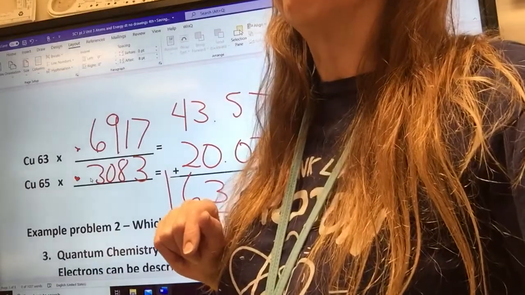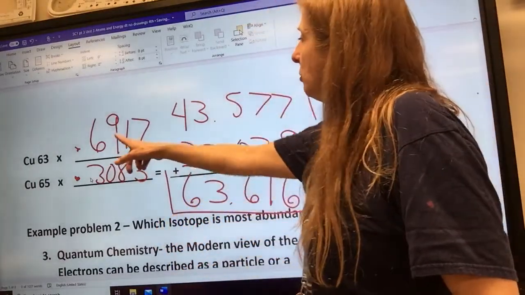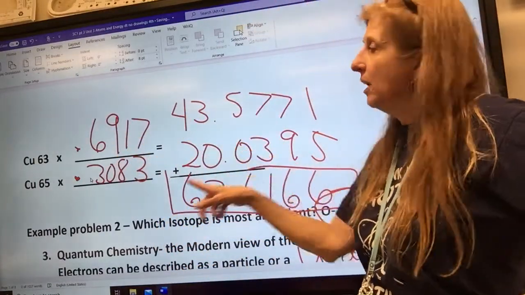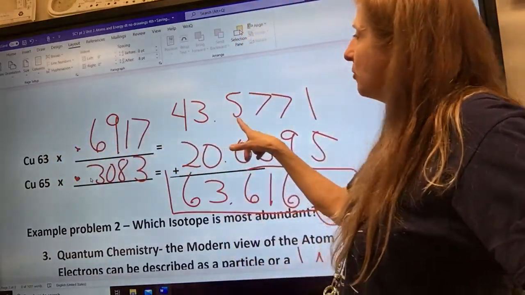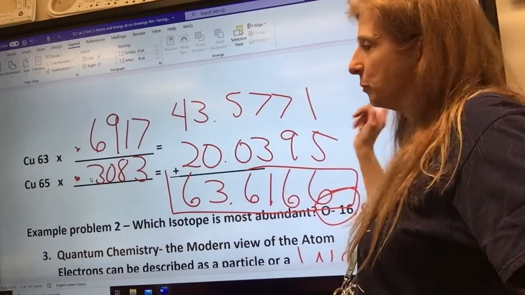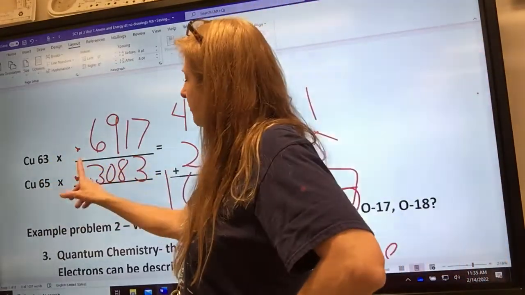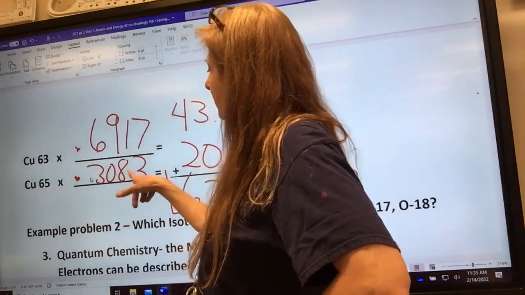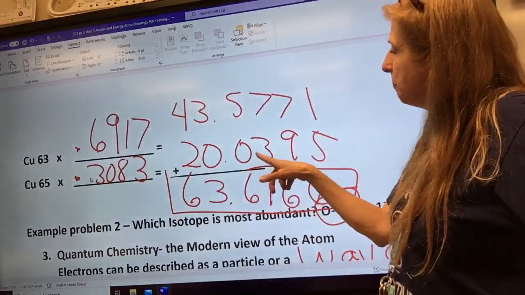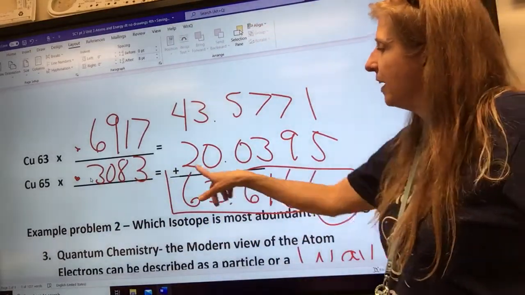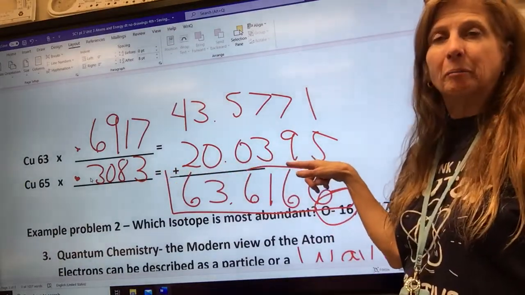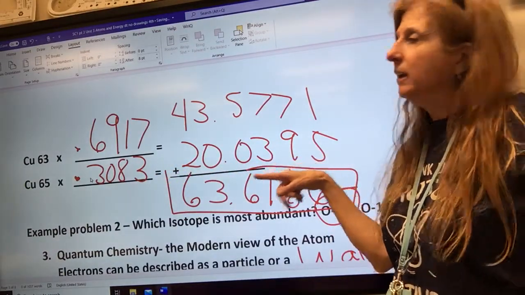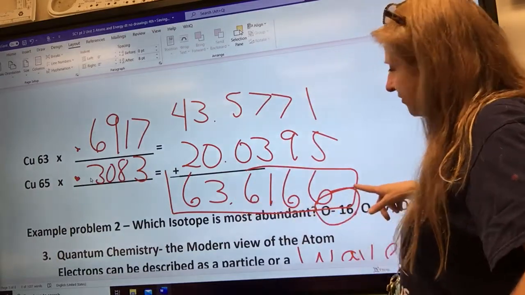Jet, I can't see your eyes to see if you understand. Do you understand? Okay. So after you multiply them, you write down the answer. 63 times 0.6917 is 43.5771. And 65 times 0.3083 is 20.0395. Then draw your plus symbol, your equals bar. Remember that? You learned it in 3rd grade. And add them up, and that's the answer.